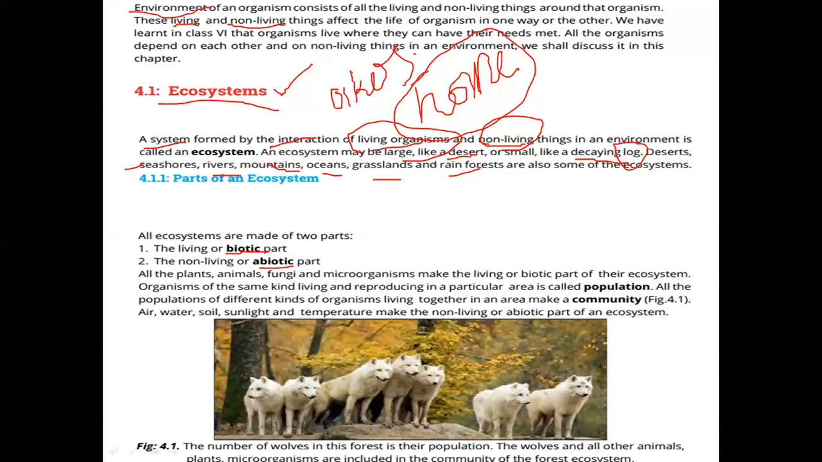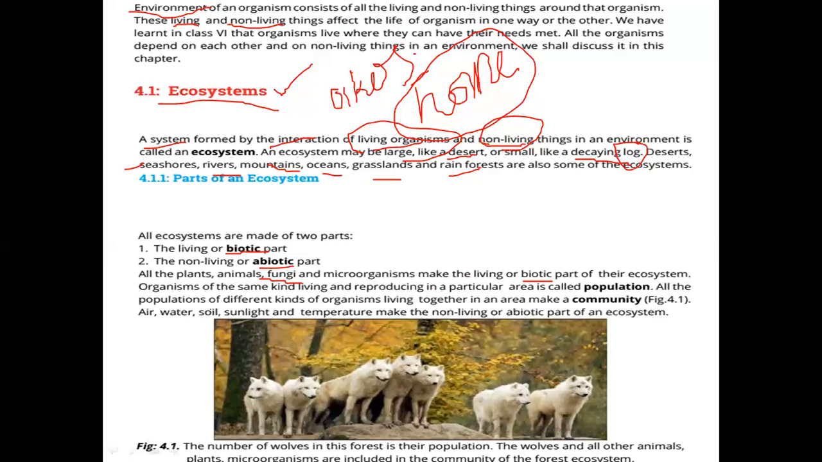The biotic factor includes all plants and animals, fungi and microorganisms. Fungi are also organisms which depend on other things for their food. They look like plant-like structures but are actually not plants, and they grow on decaying or rotten bread, fruits or vegetables. So microorganisms make up the living or biotic factor, and the non-living part we will discuss later on.